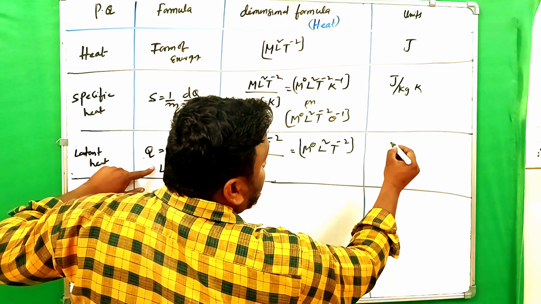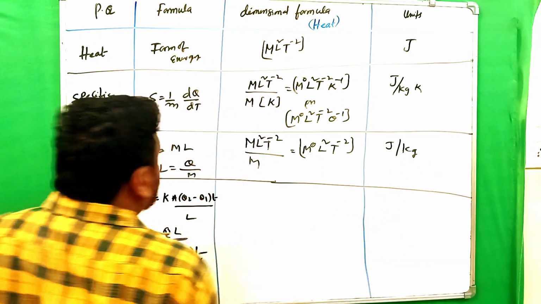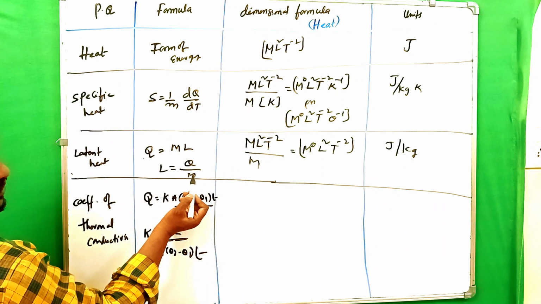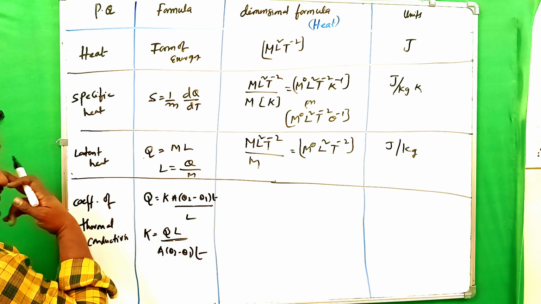So again the unit is joule per kg. Q by m, Q is the energy, joule, and mass is kg, so joule per kg.